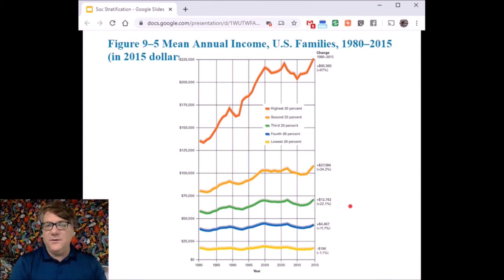Sometimes you may have heard of the phrase, the rich get rich, the poor get poor. That's kind of what this data is illustrating. But I like to tell students the rich get really rich. They make a lot more money. And the poorer you are, the less money you make. Well, what explains this?